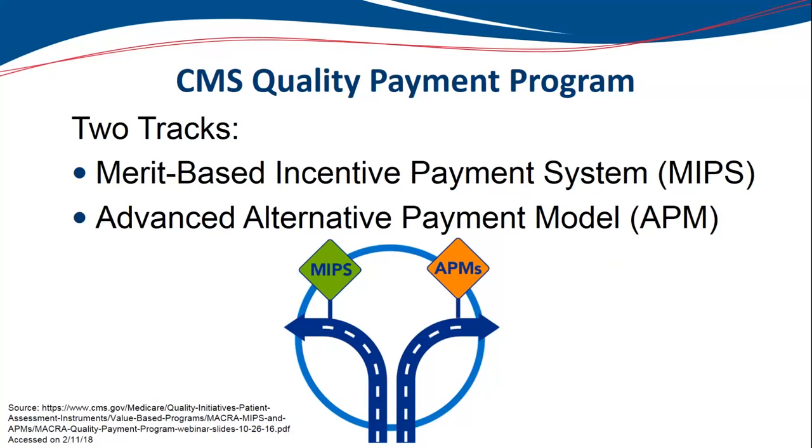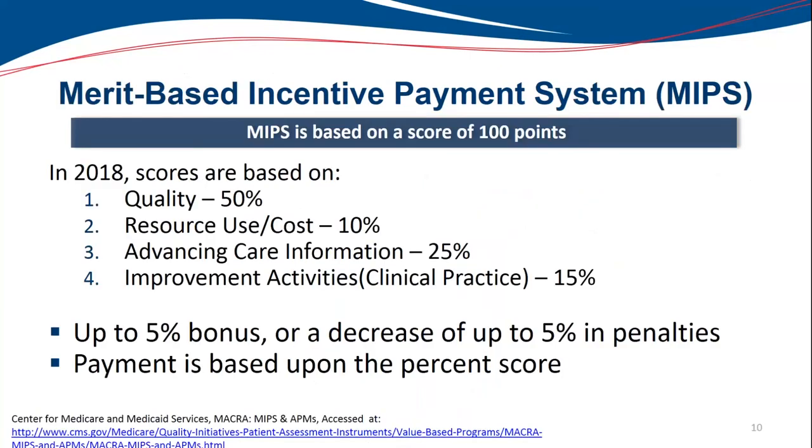So when we talk about these, we're talking about the Merit-Based Incentive Payment System, MIPS, and the Advanced Alternative Payment Models, APMs. We're going to talk a little bit more about these and get into a little bit more detail about how they are value-based payment programs. So MIPS is scored based on a 100-point system. And in 2018, the scoring is broken up into this distribution among the 4 categories for determining payment.